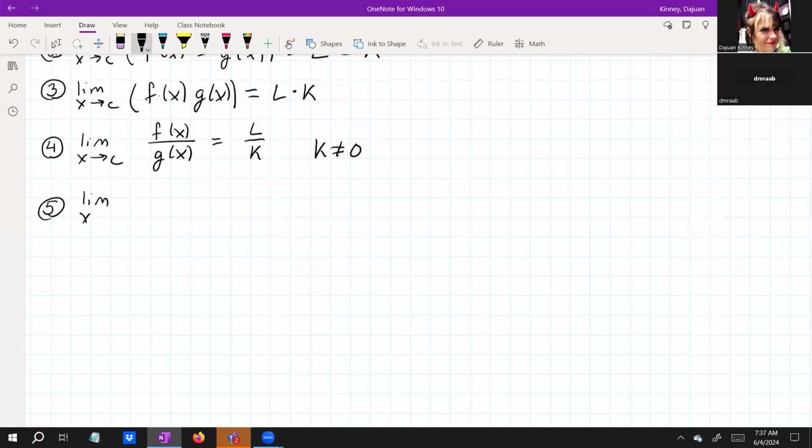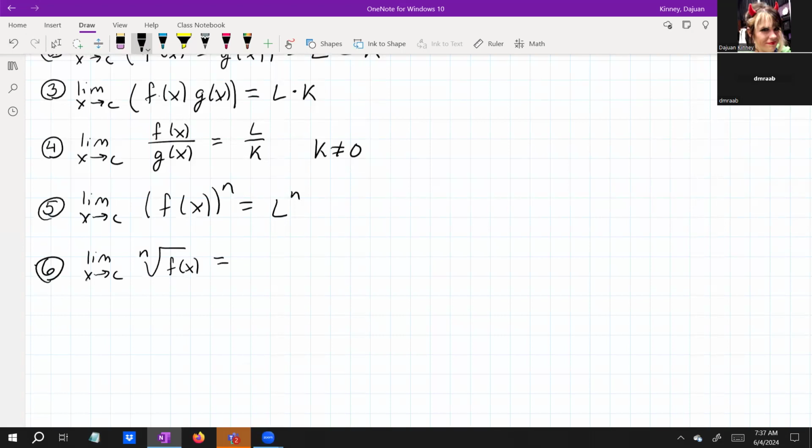The limit as x approaches c of f of x to the n is L to the n. And this is our related one. The limit as x approaches c of the nth root of f of x, not x, equals the nth root of L. And just recall the nth root of something is that something to the 1 over n power.